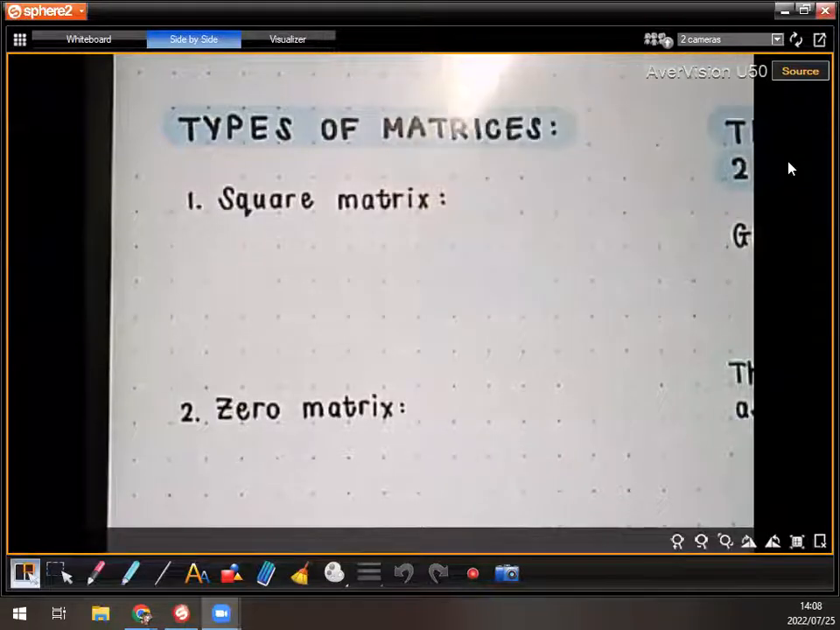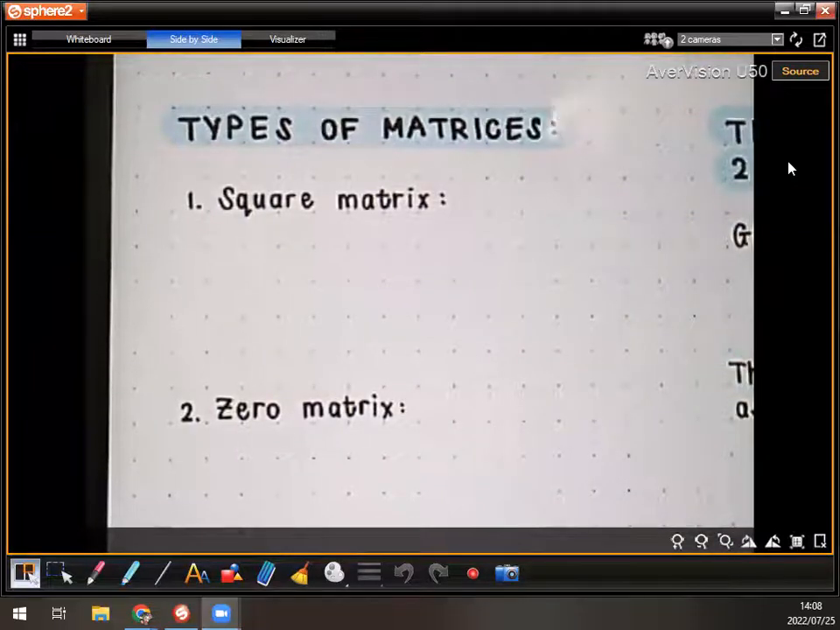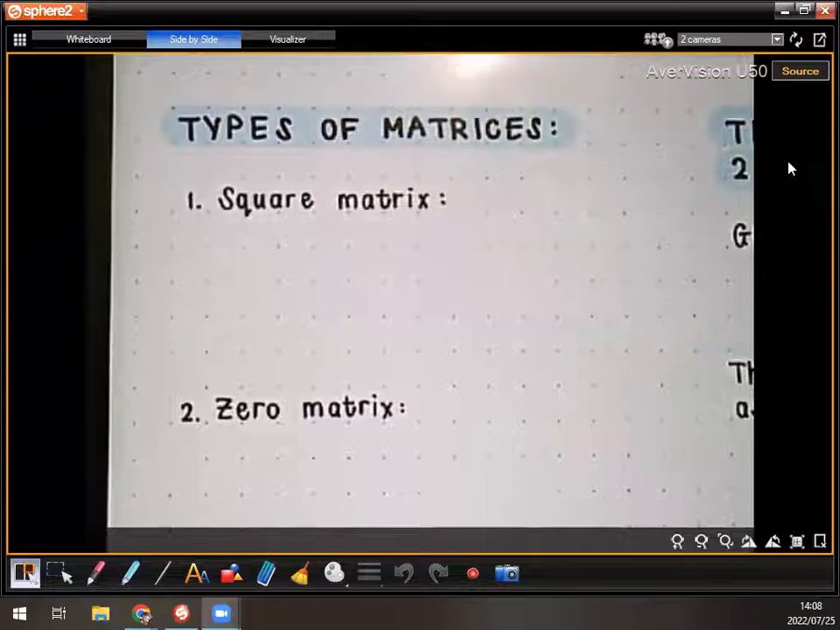That is types of matrices. You can just write down square matrix, don't write down the next one yet. That was my lesson prep. I wrote the stuff down, but don't write the matrix. Square matrix is the first one. Types of matrices.